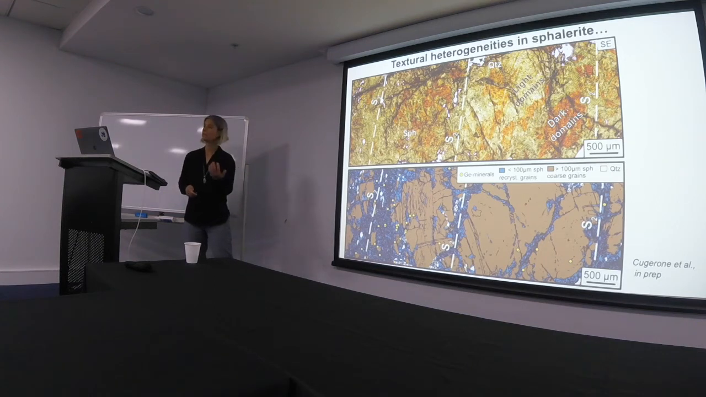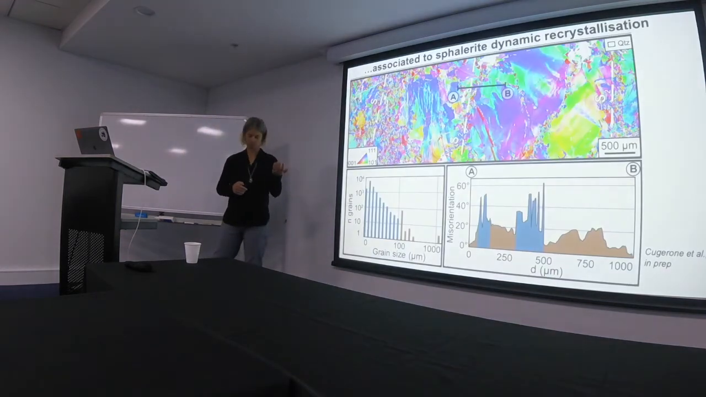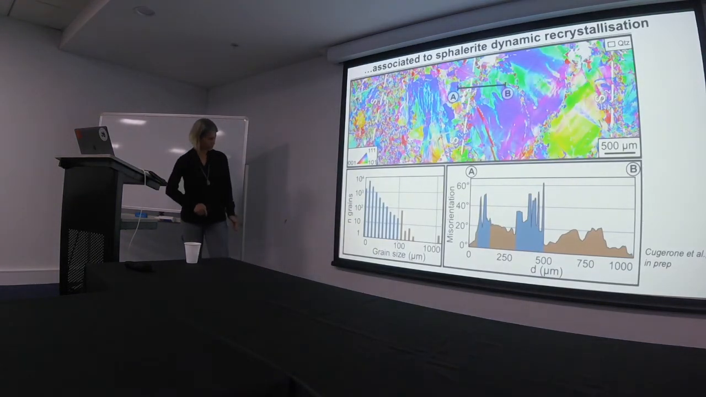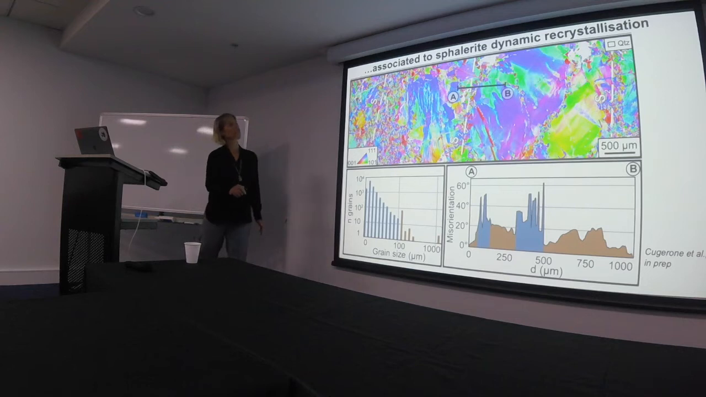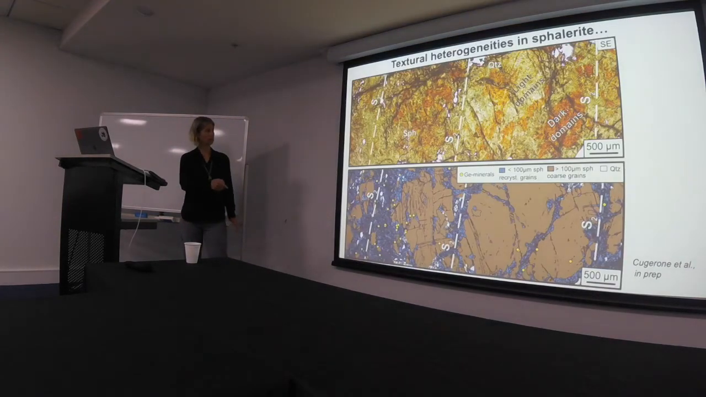What does it mean in terms of processes? Just to show you that we've made some statistical analysis on the different grains in these images, and the threshold between the large grains here in brown and the small grains is at 100 microns. On the top figure over here, this is the very same area as I've shown you here.